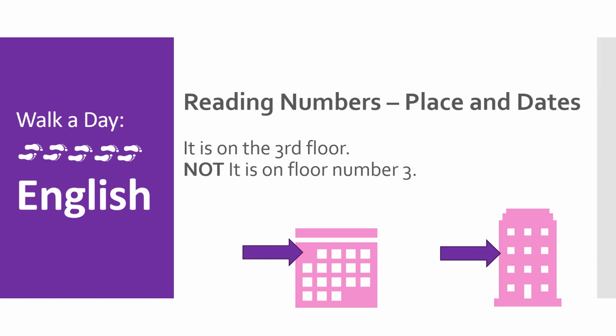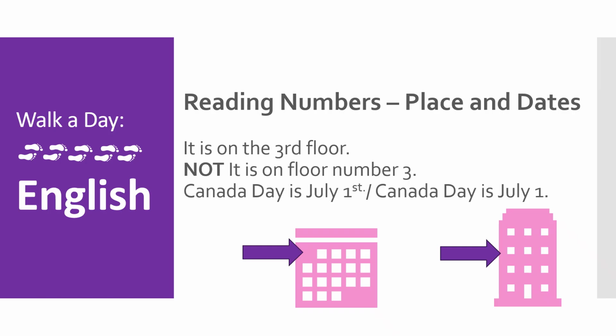Now, if I wanted to describe the date that this arrow is pointing to, I would say Canada Day is July 1st. Sometimes we'll write it with the ST after the number 1, and sometimes the ST will not be there. However, in either case, we will always say Canada Day is July 1st, not Canada Day is July 1. There is another way to say the date, and it's a little more formal. Canada Day is on the 1st of July.